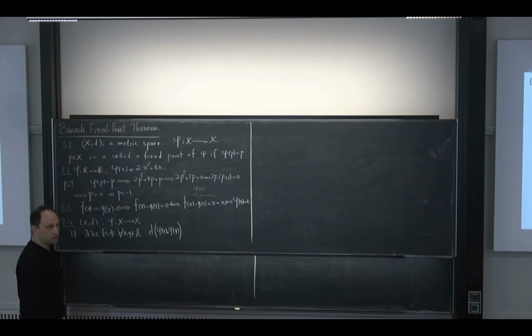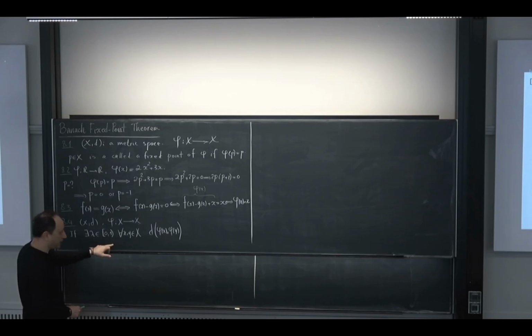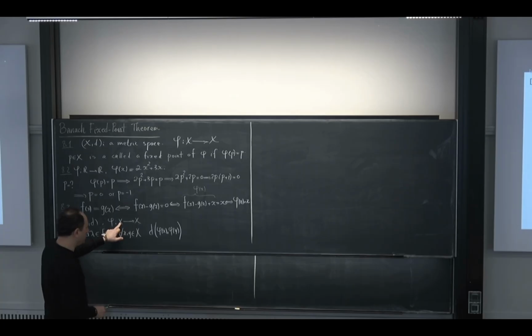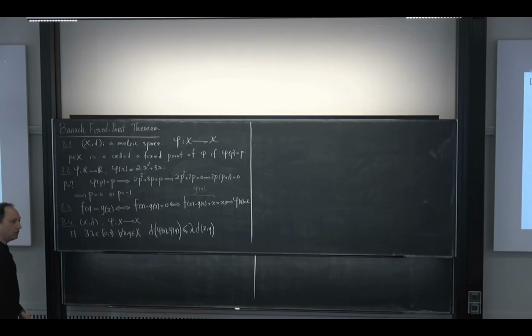Does this distance make sense? Why? Because this range is also X. So phi x and phi y, since x and y are in X, phi x and phi y are again in X. So it's important. Okay? So these are 2 points in the same metric space, so I can apply d for finding the distance between them. Yes? So I am saying that if you can find this number with this property, so that for every x and y in the metric space, the distance between the outputs is less than or equal to lambda times the distance between the inputs, then I call phi a contraction on X.